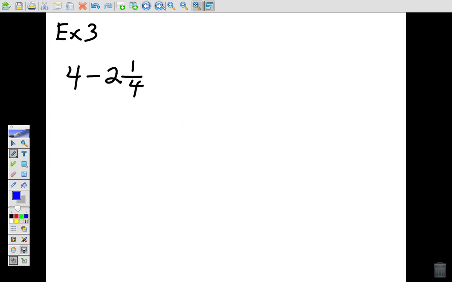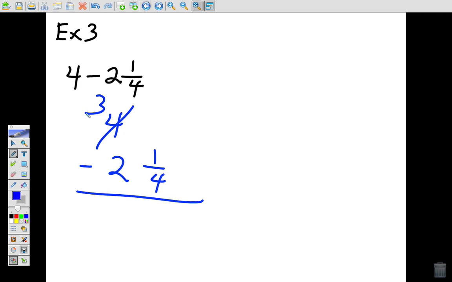All right, example 3, 4 minus 2 1/4. I borrow 1, that leaves 3. I'm working with 4's, so the 1 I borrowed I'll name as 4 over 4. Subtract: 1 3/4.